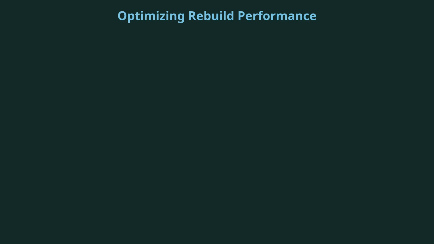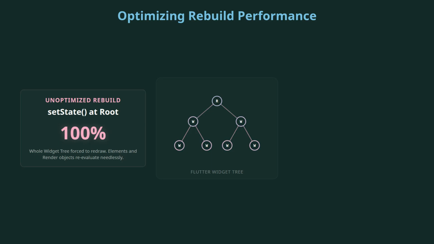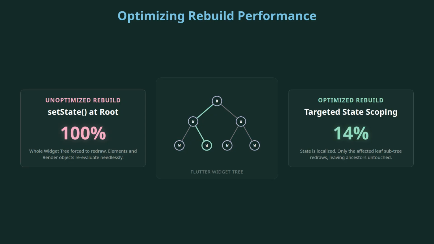No matter which state management solution you choose, the golden rule remains the same. Minimize your rebuild scope. When a state change occurs, Flutter goes through its three trees: the widget tree, the element tree, and the render object tree. If you call setState at the root of a massive page, Flutter has to recreate the entire widget tree for that page, causing performance drops and frame skips on lower-end devices. Good state management isolates the rebuild to the smallest possible leaf widget, ensuring your app runs at a locked 60 or 120 frames per second.